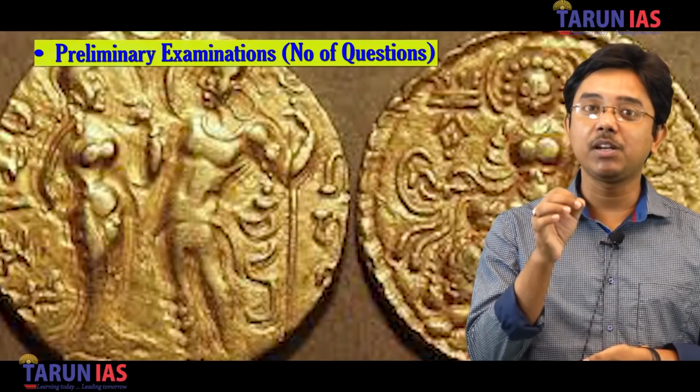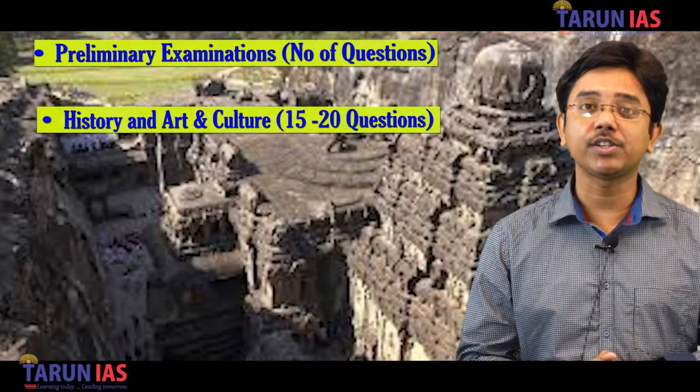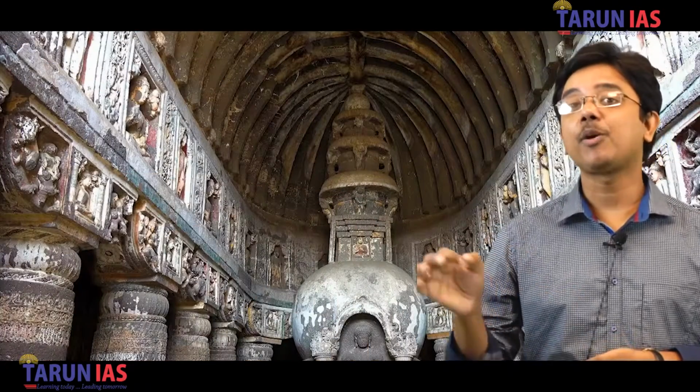If we talk about the number of questions coming in the preliminary examination from history and art and culture, it is something like 15 to 20 questions. 15 to 20 questions means something like 30 to 40 marks are coming from history and art and culture.